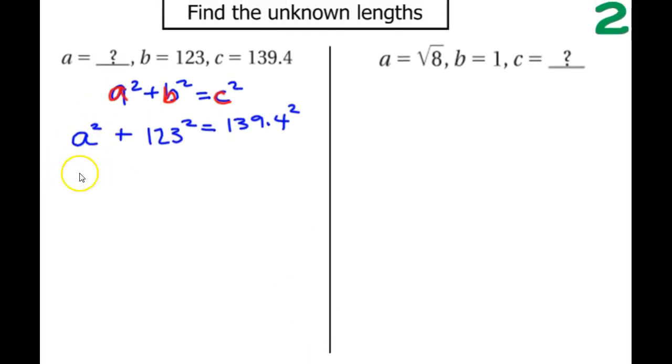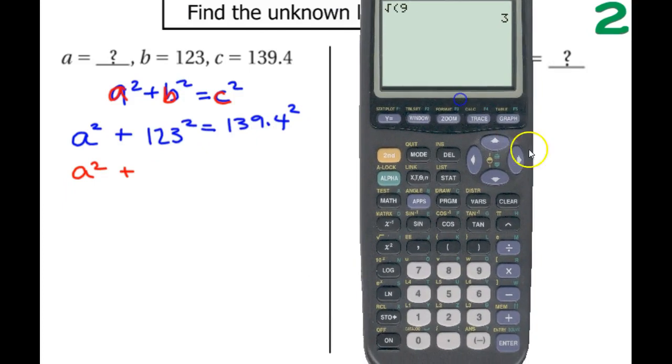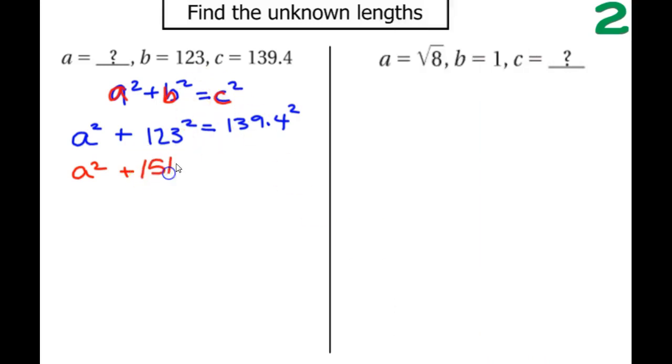So I'm going to simplify. We have a squared. Then 123 squared, I don't know what that is. 123 to the power of 2. Ooh, big number, 15,129.